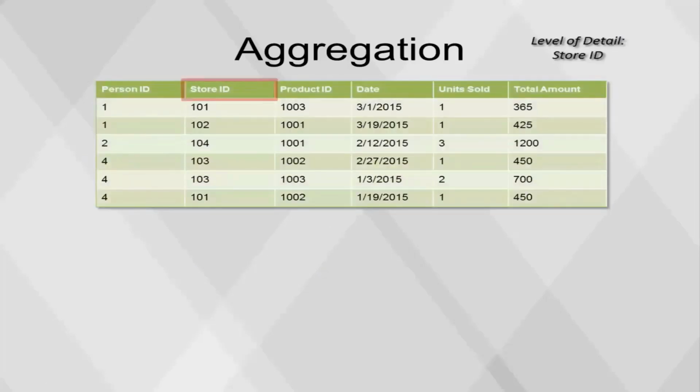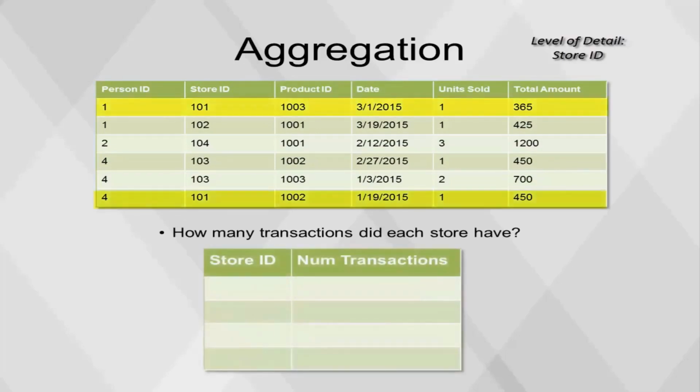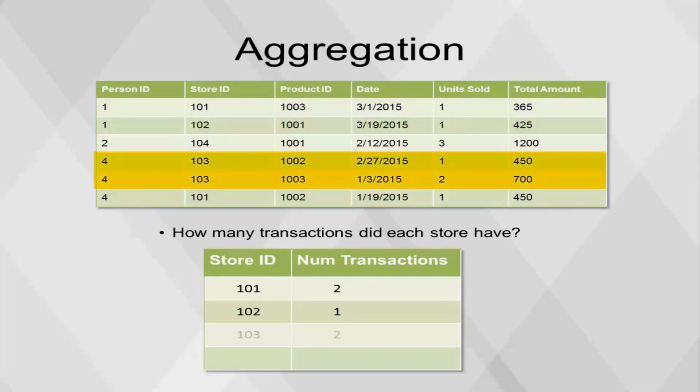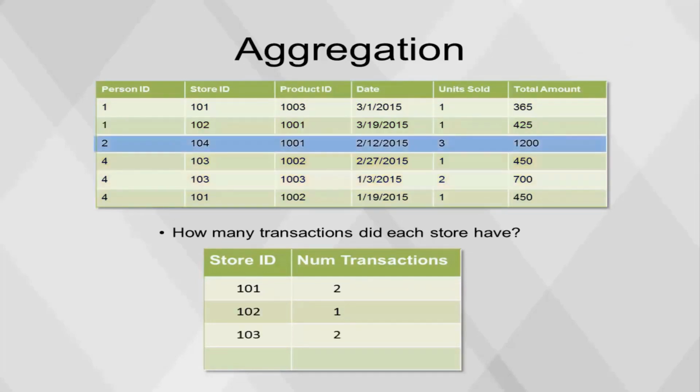Aggregating at the store level of detail can provide basic information about store performance. To find the number of transactions each store had, each occurrence of a store ID needs to be counted. Store ID 101 has 2 rows in the original table, indicating that there were 2 total transactions. Each store ID has its number of rows counted, and the final result is the num transactions column in the newly created table.